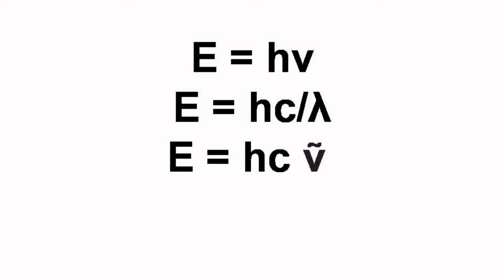The energy of electromagnetic radiation is E is equal to h nu. It can also be represented in terms of wavelength as shown in this second equation: E is equal to hc by lambda. Sometimes it will be represented in terms of wave number. You should also know the relation between energy and wave number, that is E is equal to hc nu bar. These three equations you have to keep in mind when you are dealing with spectroscopy.